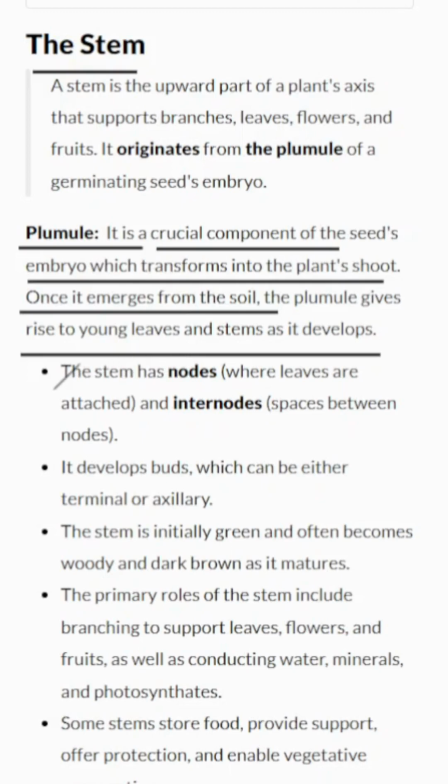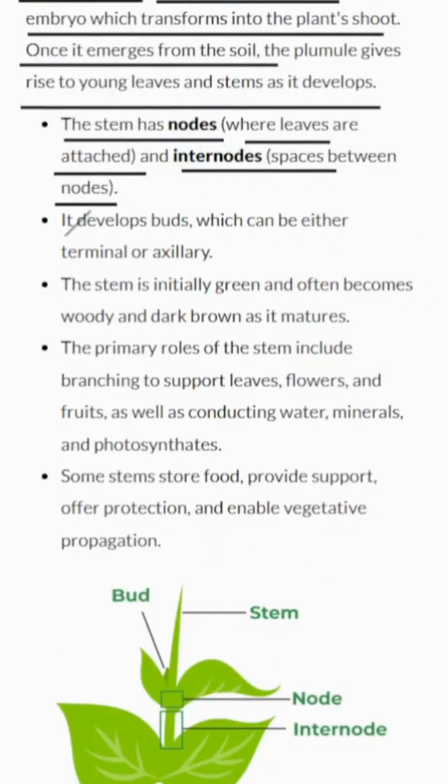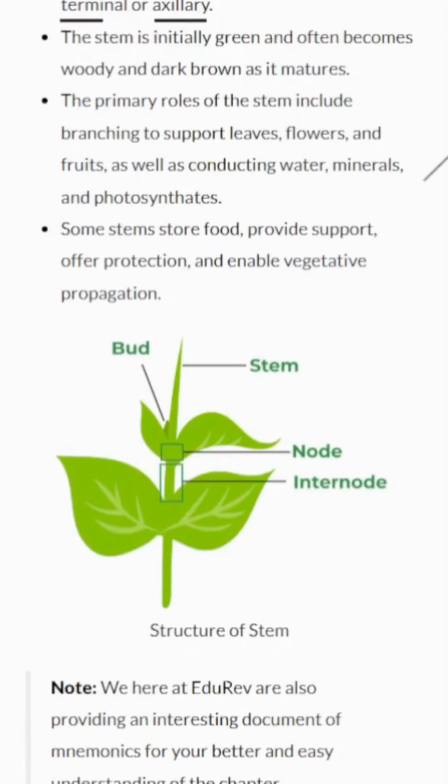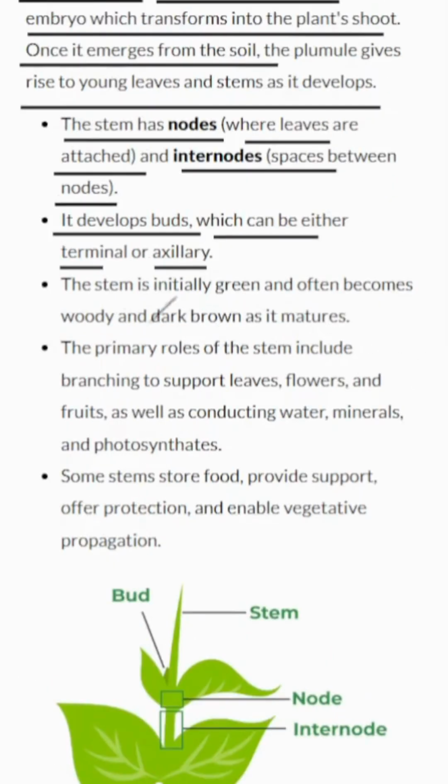The stem is not just a plain stick, it's a bit like a ladder with steps. The nodes are where leaves are attached, and the internodes are the spaces between nodes. It's like a staircase for leaves and branches. The stem is a hub of activity. It develops buds that can be either terminal, at the tip, or axillary, between the leaf and stem. These buds are like nature's future growth plans, ready to sprout into branches, leaves, or flowers.